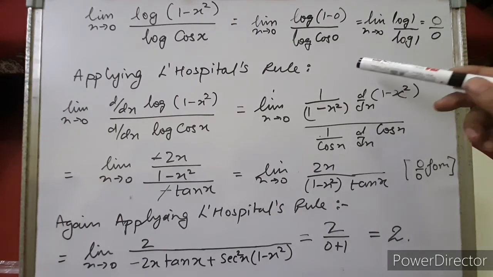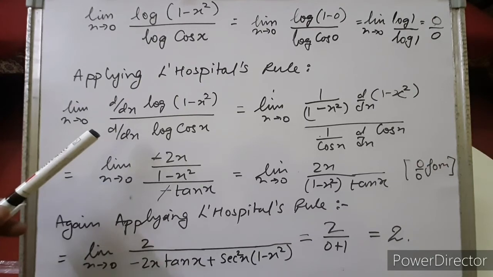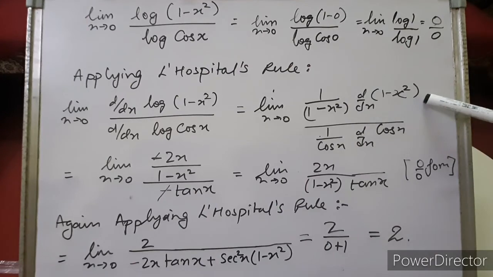So what we'll do, applying L'Hospital rule. When we apply L'Hospital rule, we separately differentiate the numerator and denominator. So it will become limit x tends to 0 of d by dx of log(1 minus x square) upon d by dx of log cos x. Okay. So when we differentiate log(1 minus x square), it will become 1 upon (1 minus x square) into d by dx of (1 minus x square).